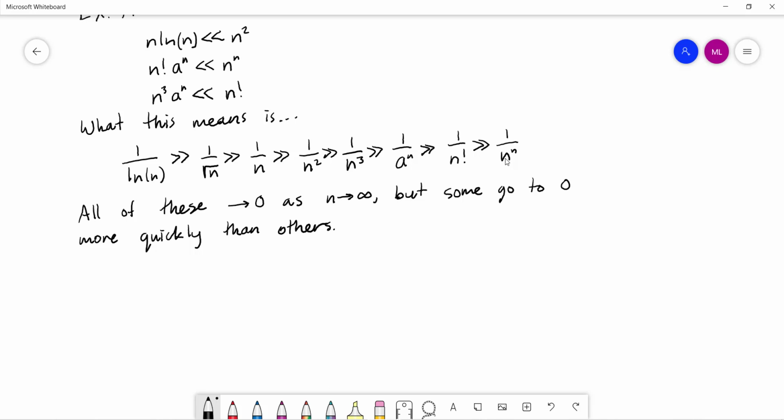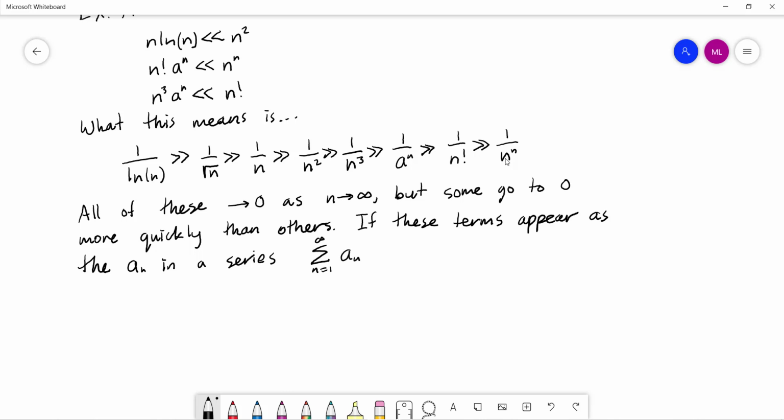If these terms appear as the a sub n in a series that looks like the sum from n equals 1 to infinity of a sub n, not all of them will converge.